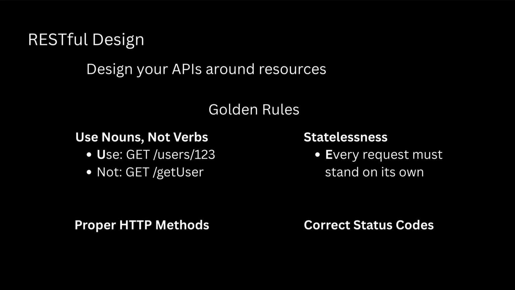First is use nouns and not verbs. Next is statelessness, that is, every request must stand on its own. This is how you scale horizontally. And the third is proper HTTP methods: GET to fetch, POST to create, PUT or PATCH to update, and DELETE to remove. And the fourth is the correct status codes. Speak the language of the web. 200 is for success, 400s are for client errors, and 500s are for server meltdowns.